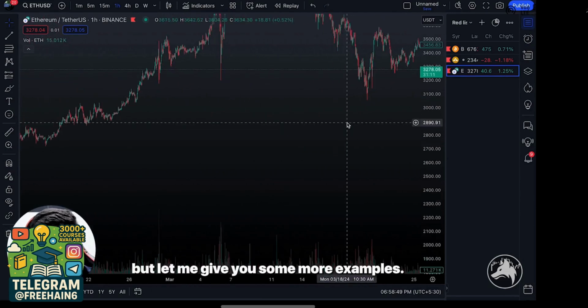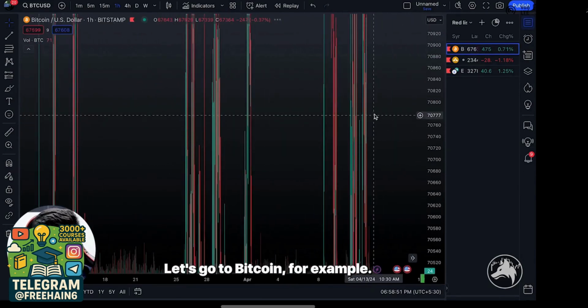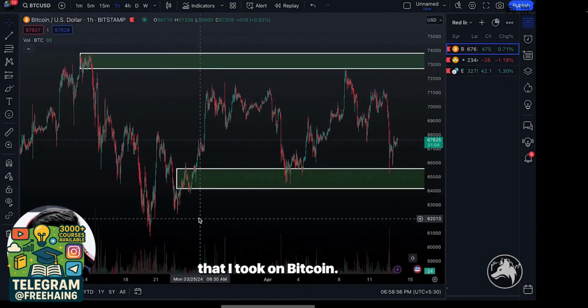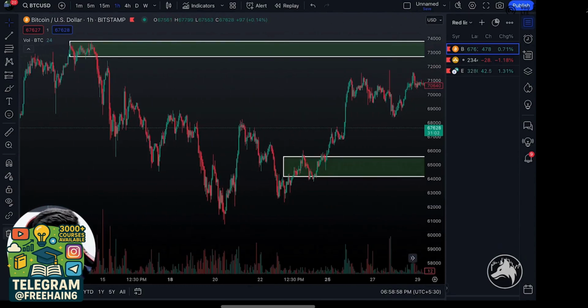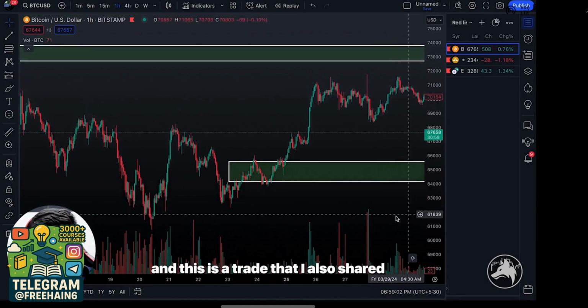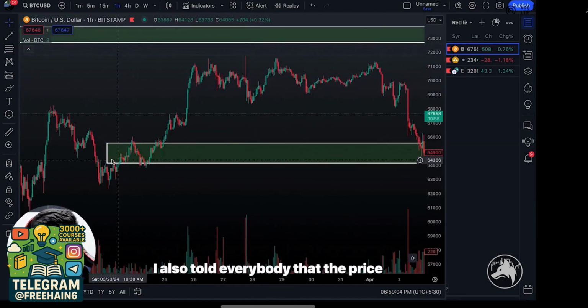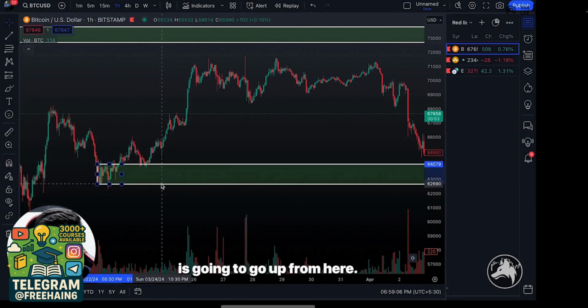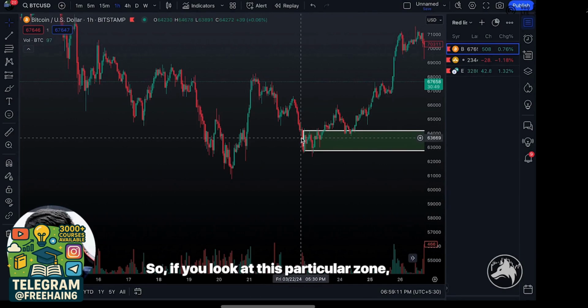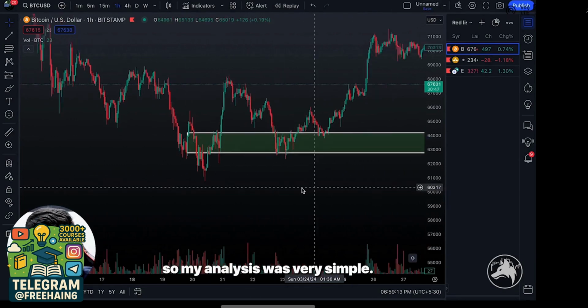But let me give you some more examples. Let's go to Bitcoin, for example. So let me share with you guys one of my very recent trades that I took on Bitcoin. All right. So what happened was, and this is a trade that I also shared in my community. I also told everybody that the price is going to go up from here. So what happened eventually was, if you look at this particular zone, my analysis was very simple.